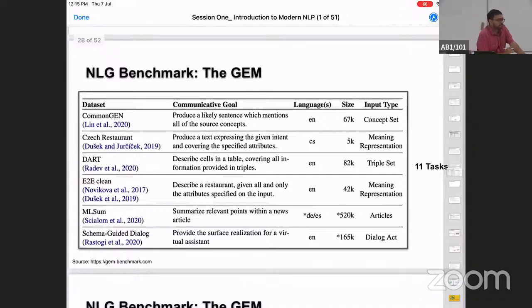Now for GEM also, or for NLG also, you have benchmarks. There are not many benchmarks for natural language generation, because natural language generation is considered to be a very difficult task. So in NLU, systems have reached very good numbers, but in case of NLG, the performance is still below par.